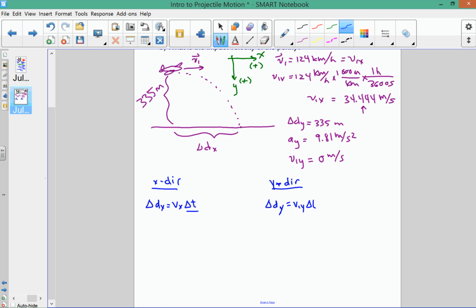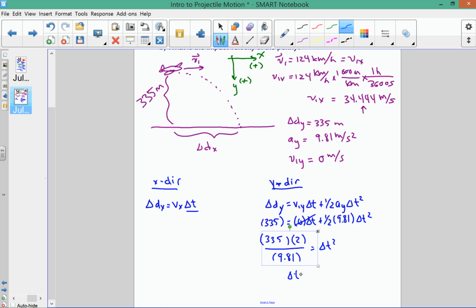Okay, delta t plus 1/2 acceleration delta t squared. I'm going to substitute in some numbers. This is 335 meters. This is 0 times delta t plus 1/2 times 9.81 times delta t squared. This term is 0, so that makes things kind of nice for me. I'll multiply both sides by 2. I'll divide both sides by 9.81.